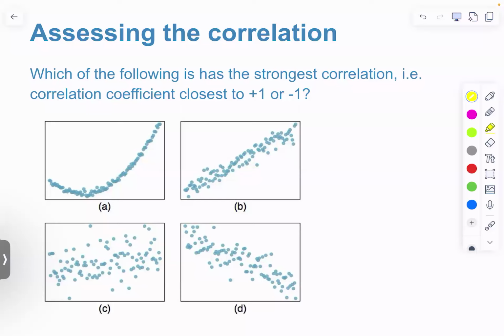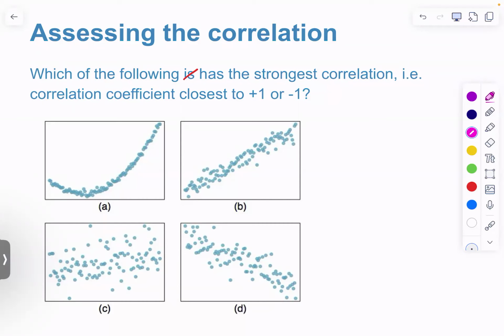Which of the following has the strongest correlation, that is, the correlation coefficient closest to plus or minus 1? This is a setup. Why? It's a setup because we know from our correlation facts that it has to be a linear relationship, right? The correlation only describes the strength and direction of a linear relationship.